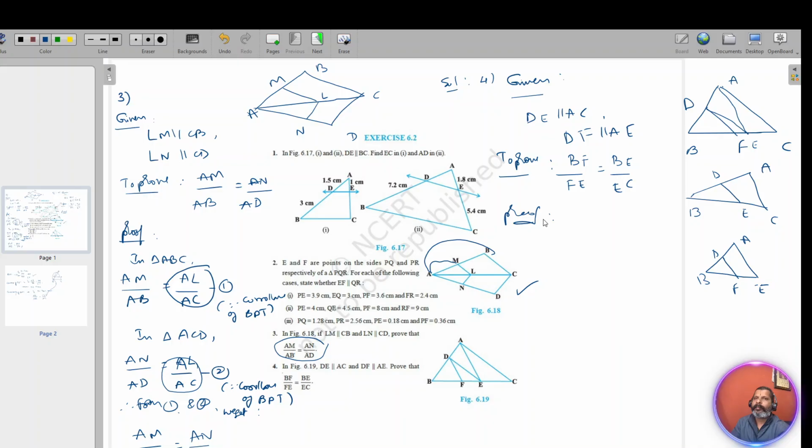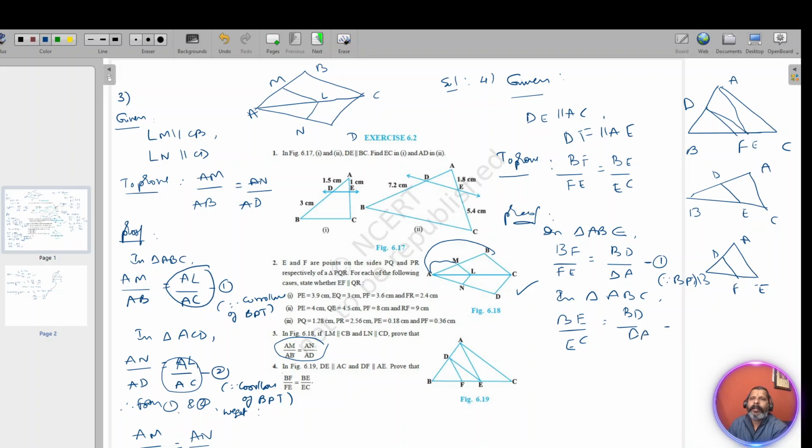Check out in triangle ABE, we'll apply. In triangle ABE, what we have? BF by FE equal to BD by DA. We call this as 1 and reason is BPT. In triangle ABC, what we have? BE by EC equal to BD by DA. We call it just 2 and reason is BPT.